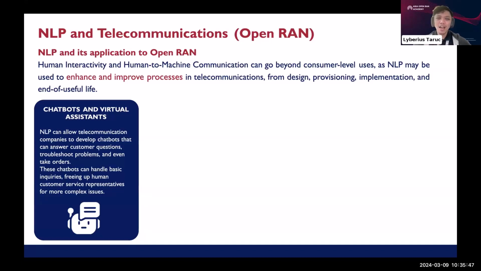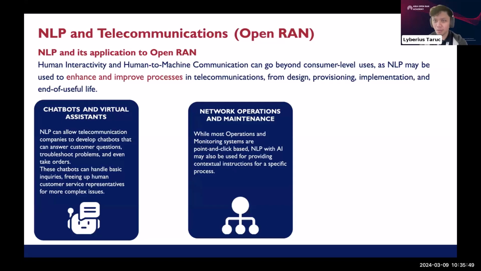So that's one. Another one, the one that is not really much too obvious nowadays, especially if you are in the network aspect or in the technical aspect, no? Network operations and maintenance. While most operations and monitoring systems are point and click based, NLPs with AI may also be used for providing contextual instructions for a specific process.